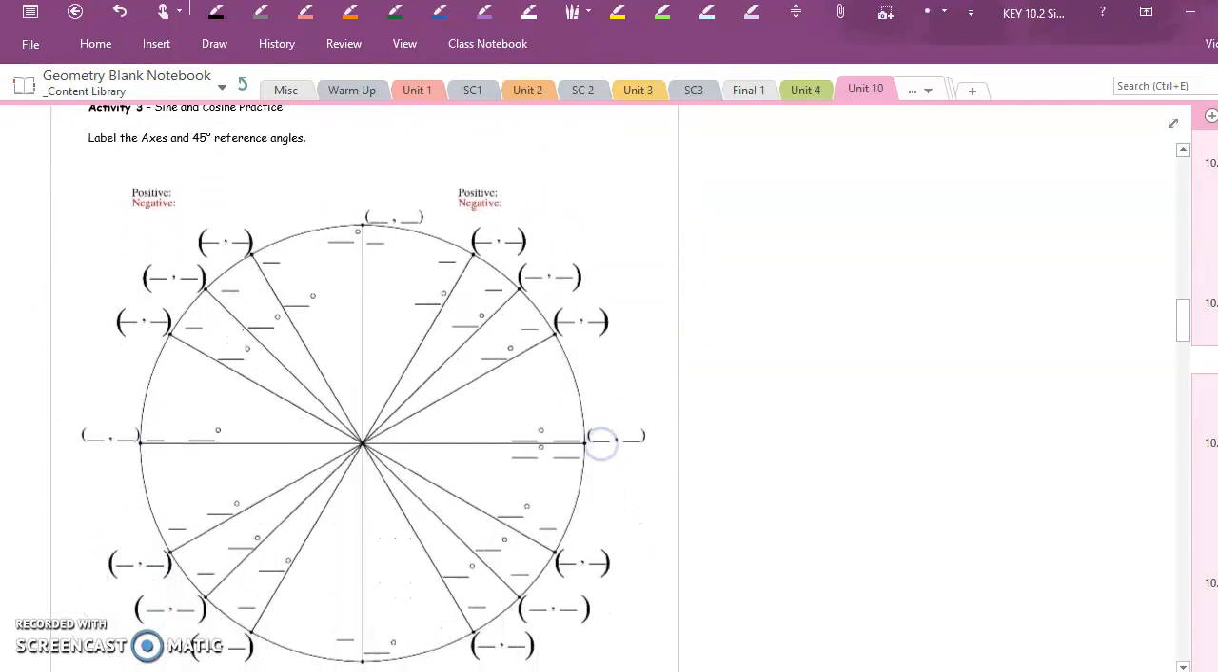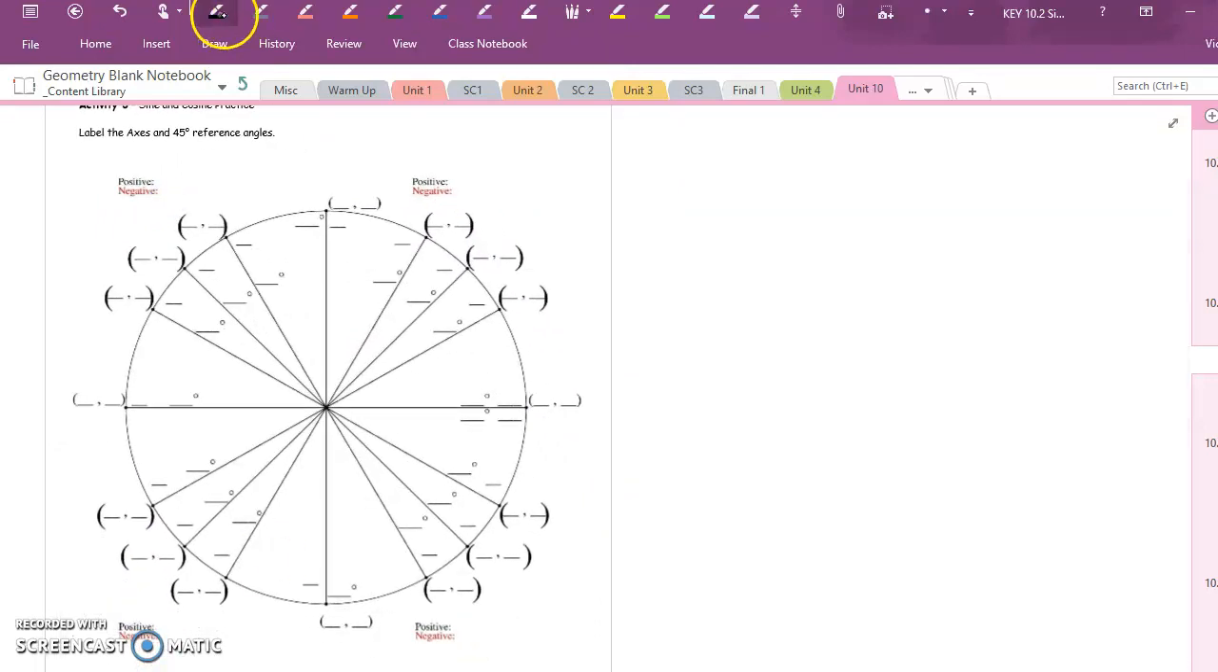So let's label the axes and my 45-degree reference angle in this picture. So starting at 0, we have 1, comma, 0. Then we're at 45. We have root 2 over 2, comma, root 2 over 2. Then we're at 90 degrees, 0, 1. Then we're at 135 degrees. So we're at root 2 over 2, comma, root 2 over 2. However, make sure that you have that negative sign there. Then we have 180 degrees. At 180 degrees, we have negative 1, comma, 0.